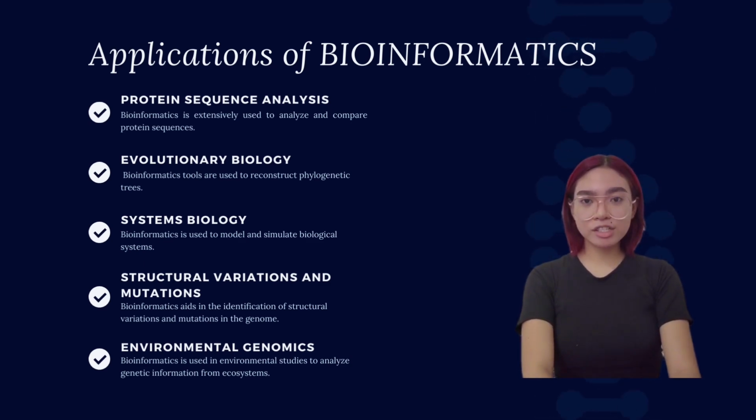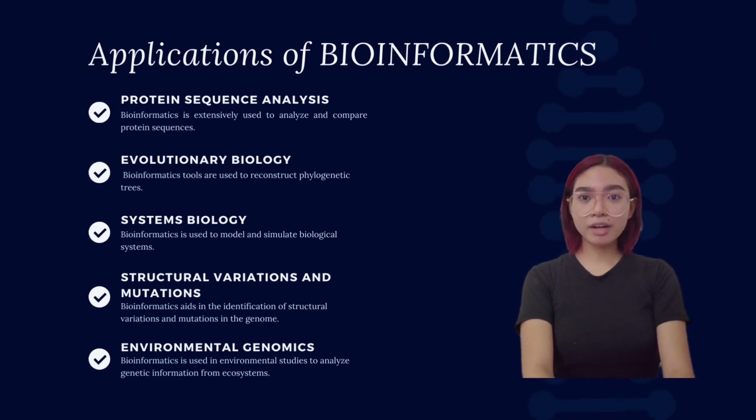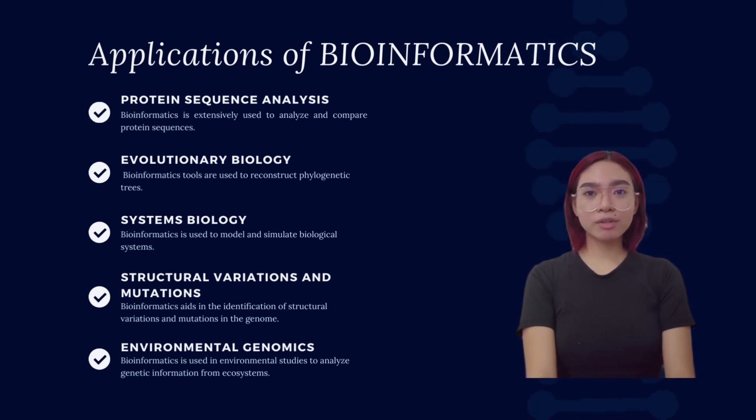Structural variations and mutations. Bioinformatics aids in the identification of structural variations and mutations in the genome, which can be associated with diseases or traits. Environmental genomics. Bioinformatics is used in environmental studies to analyze genetic information from ecosystems, aiding in biodiversity assessments and understanding environmental changes. These are just a few examples of many applications of bioinformatics in the biological and biomedical sciences. The field continues to evolve and expand as new data and technologies become available.